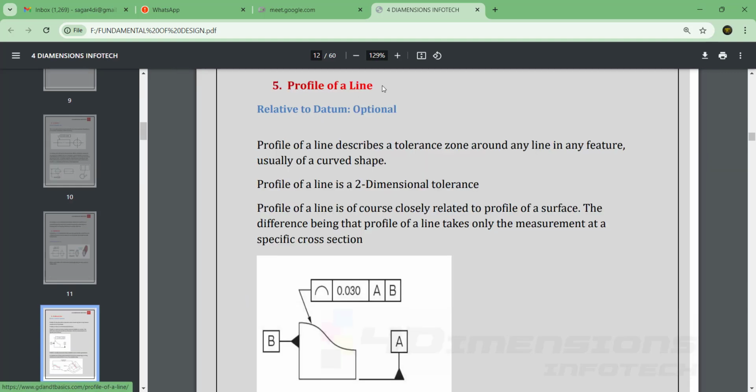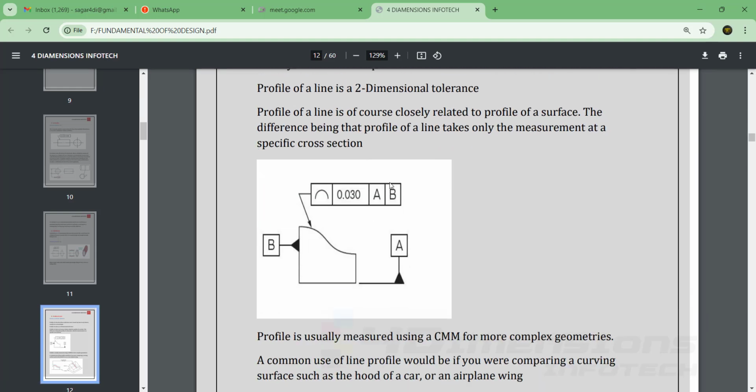Here it is shown the profile of line and the datum is optional here. But you can see in this frame the datums are also being shown. Datums are nothing but they represent the planes which are used to constrain the part. Or you can say the meaning of datum is nothing but references which are used to constrain the part.